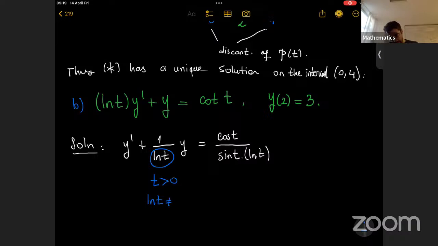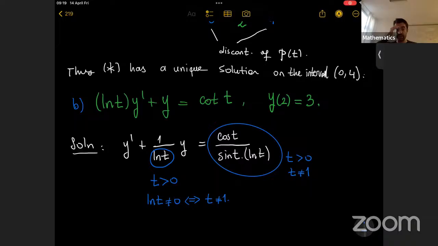So ln t is not 0, which is the same as t cannot be 1, okay? If t is equal to 1, 1 over ln t becomes 1 over 0. That doesn't make sense. So the function is not continuous, right? But other than that, we don't have any problem with this part. Let's move to the other function here, this one. We have ln t, same conditions. T must be positive. T cannot be 1, otherwise ln t is 0.